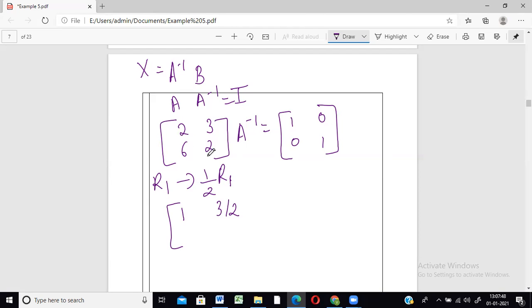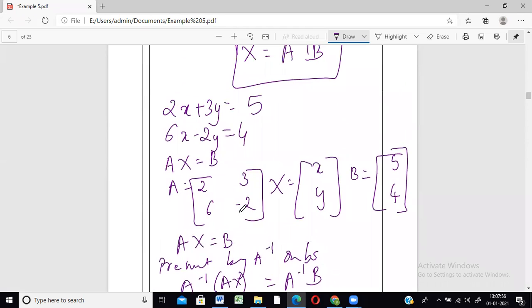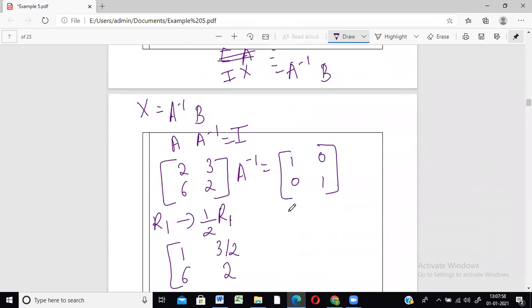Row 2, there is no change. We will write it as it is, 6 and, second, what was that value of A? It's minus 2. Okay, 6 and minus 2 as it is. And then A inverse, which is equal to, as I said, whatever rules you will be performing for the first matrix, you will be performing it for the second matrix also. So this is 1. So this becomes 1 by 2. This is 0. 0 by 2 is same as 0 only.